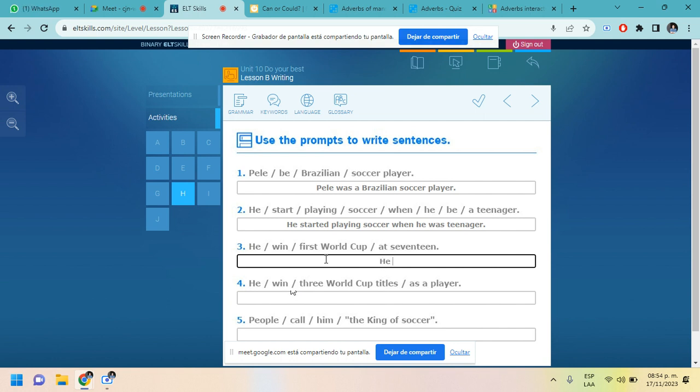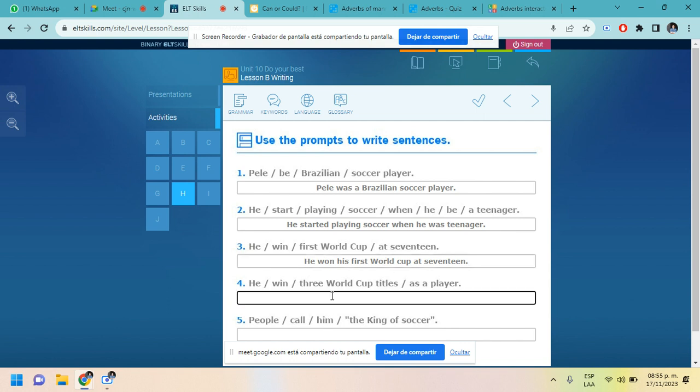He, what is the past of win? Very good. He won his first World Cup. At 17, you see, when he was very young, he won his first World Cup. Can you imagine that? Okay, continue. Four. He won three World Cups, three World Cup titles, as a player, yes. You see? In all his career, he won three World Cup titles as a player, as the best player.